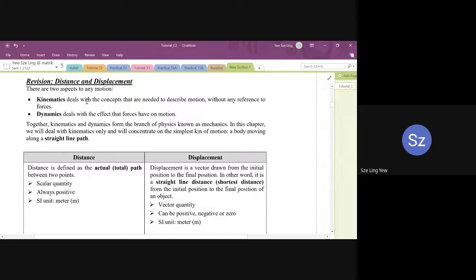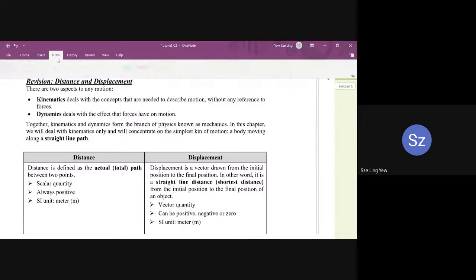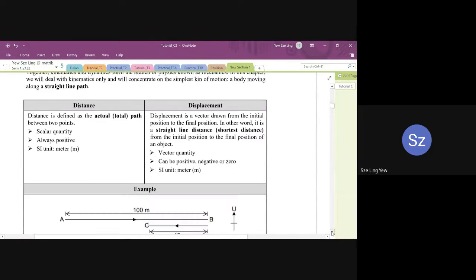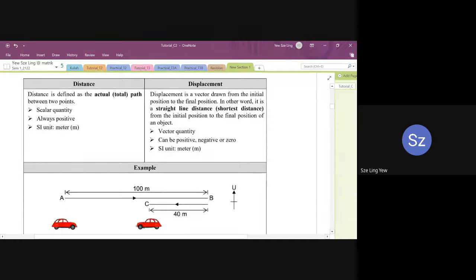There are two aspects to any motion. Kinematics deals with the concepts needed to describe motion without any reference to force, and dynamics is about the force. This one we can skip first. Now we are going to look at the difference between distance and displacement.